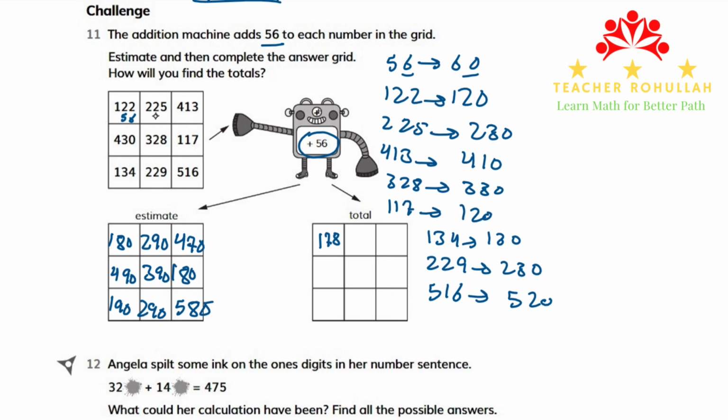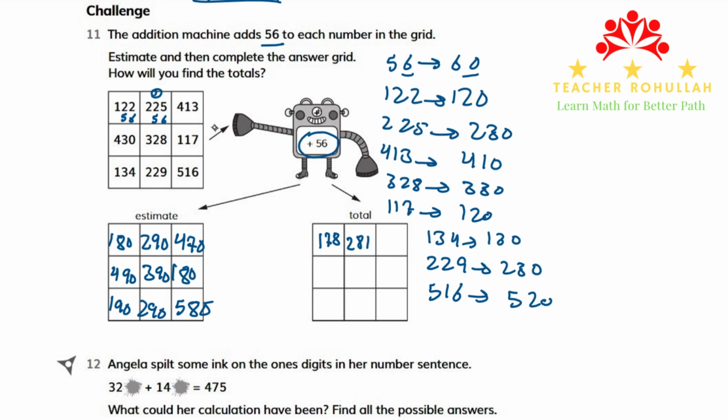I'll follow the same way here. 56. 5 plus 6 is 11. We have to write this one over here. 2 plus 5 is 7. And 7 plus 1 is 8. And 2 plus nothing is 2. So the sum is 281 for the second number.